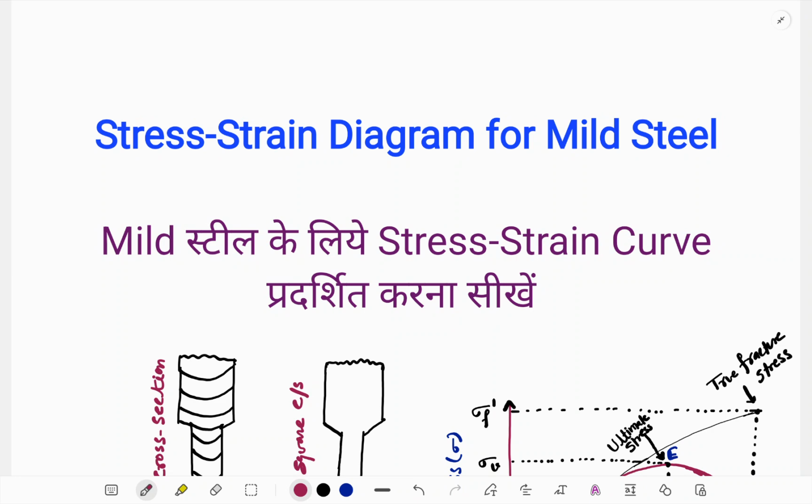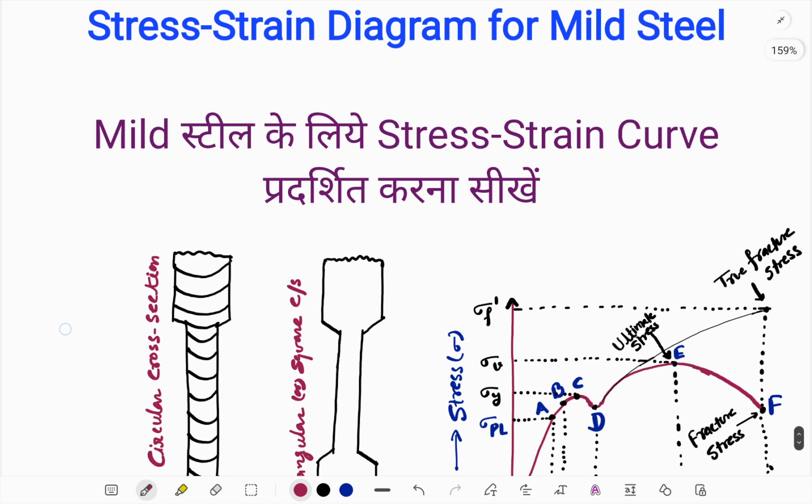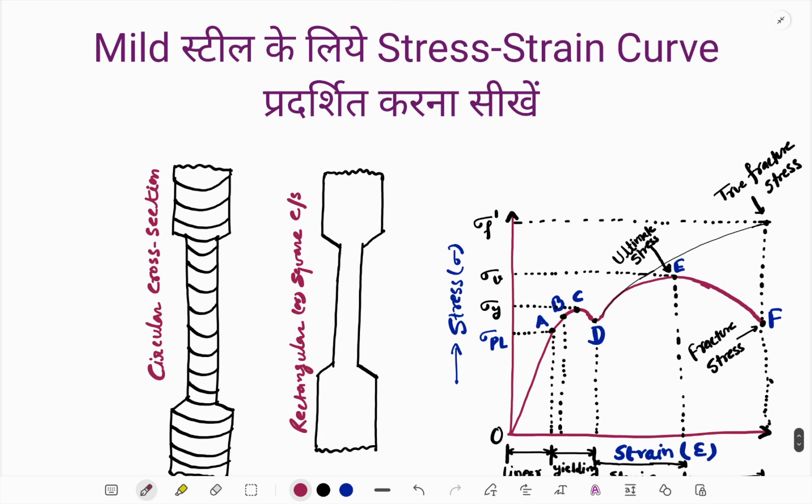Here I am going to talk about the stress and strain diagram for mild steel. We are going to discuss how mild steel behaves when tested for a stress and strain diagram. To test this material, we generally use a UTM, universal testing machine, and the specimen we generally take has a circular cross section, or a rectangular or square cross section.